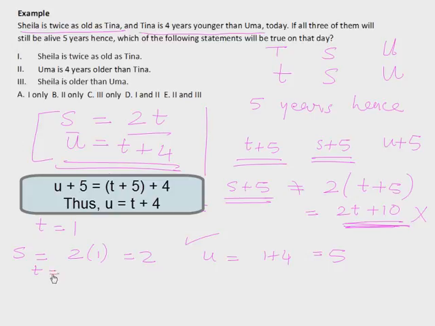But say I take t as 5. Then s becomes 2 times 5, which is 10, and Uma becomes 5 plus 4, which is 9. So in this case, Sheila is older. So not knowing anything about Tina's age, I can't say anything about who's older between Sheila and Uma. Even 5 years later, I can't say who's older, because whoever is older now will be older 5 years later. That's not going to change. So only 2. 1 was out and 3 was out. Only 2. The answer is B.